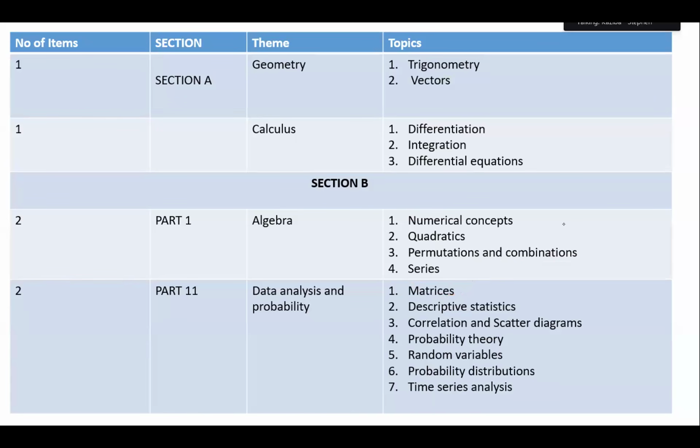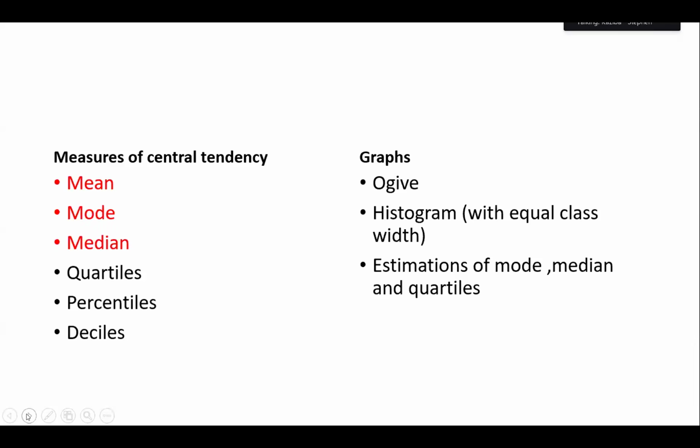Under data analysis and probability, it is only Cramer's rule, not elimination, not substitution. Elimination and substitution can work under algebra, but not under data analysis and probability. Now, when it comes to descriptive statistics, what do we expect of you? We have basically three major central tendencies: mean, mode, and median. Someone who has done some math, we expect that you know how to calculate mean, mode, and median.